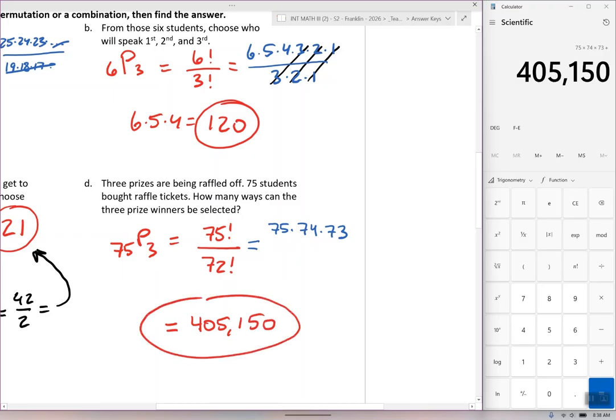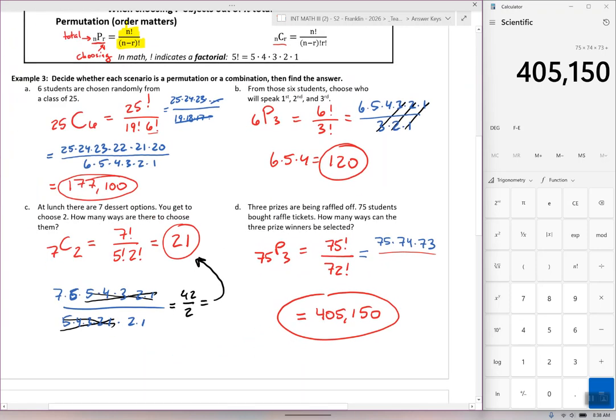So even though there's a lot of numbers that we're working with, usually most of them get canceled out and we're left with just a few that we can multiply pretty easily together. But you will always have more to multiply. Your numbers will be larger with the permutations compared to the combinations.